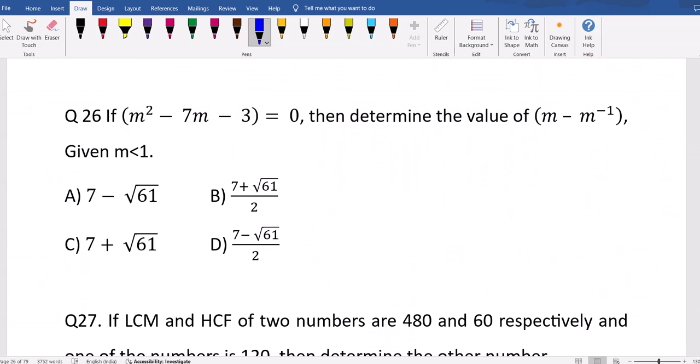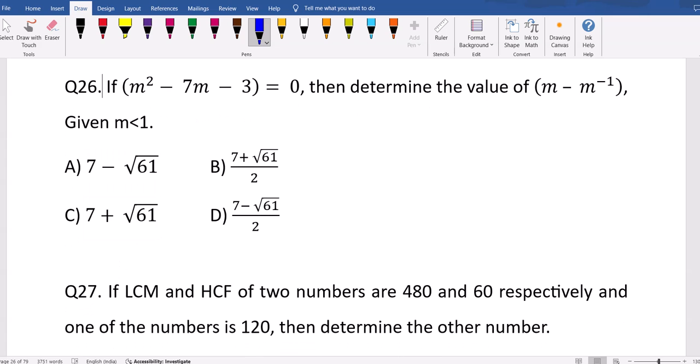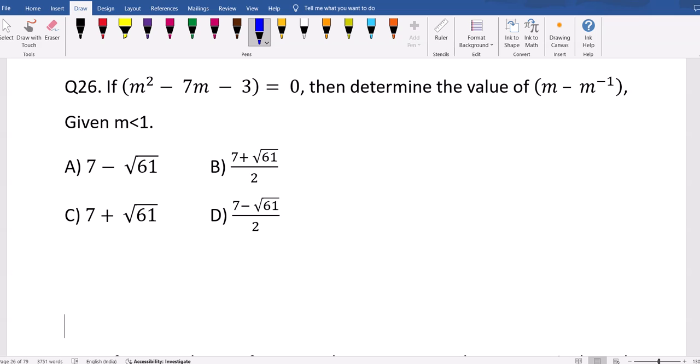Question 26, again equation solving. I said equations are there; quadratic equations like this are possible. M square minus 7m minus 3 is given. Now n minus m inverse means m minus 1 divided by m, which is m square minus 1 divided by m value. And given m value is less than 1. Okay, fine, so this is what we actually required.